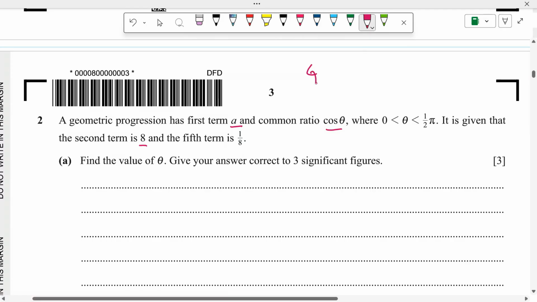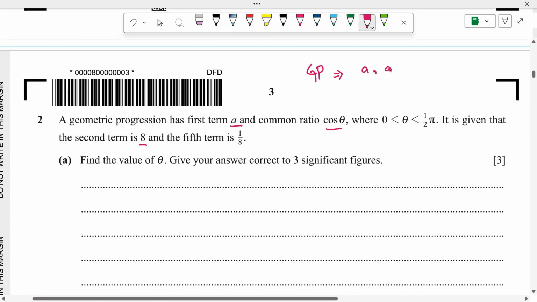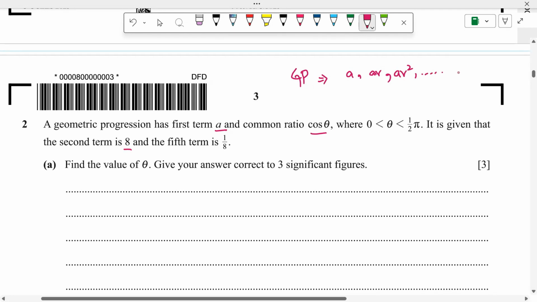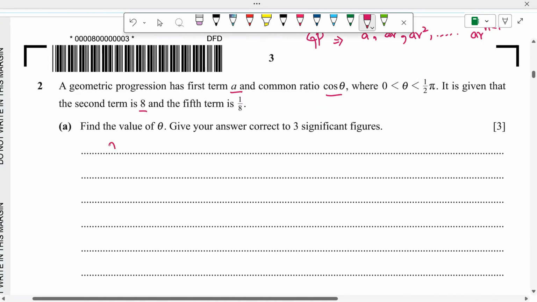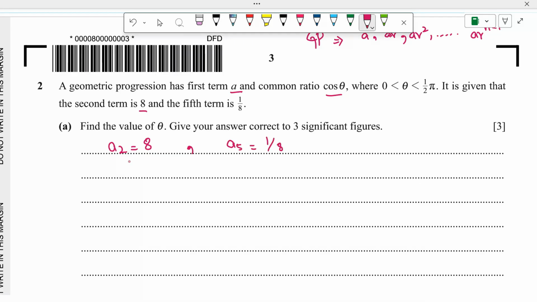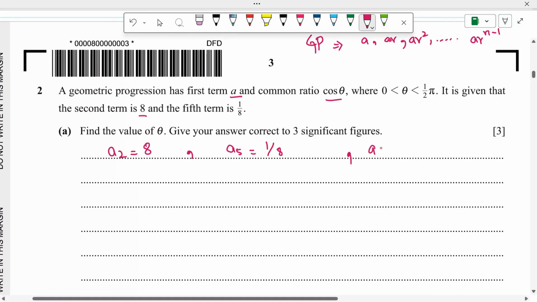We know that a geometric progression is a, then ar, then ar squared, and it goes on up to ar to the power of n minus 1. This is the nth term of the geometric progression. We are given that the second term, a2, is 8, and the fifth term, a5, is 1 over 8. The first term is a and the common ratio is r, which is cos of theta.